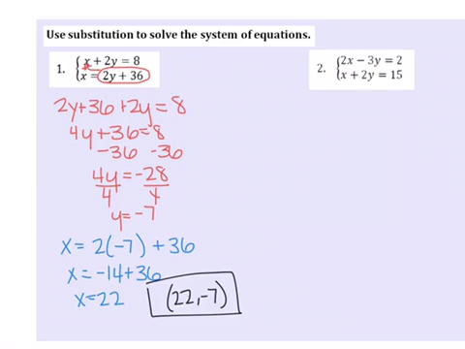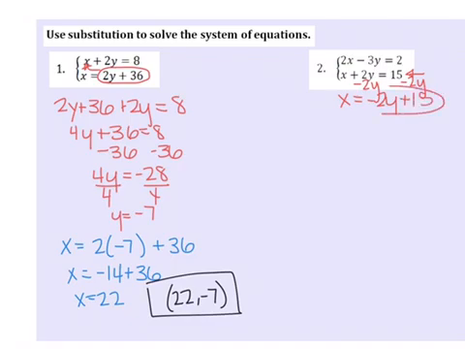So now look at example number 2. We want one of these to be an x equals or a y equals. We don't have that yet, but we can do that. This bottom equation seems like it'd be pretty easy to solve for x. We just got to subtract the 2y, subtract the 2y. So I'm going to get x equals negative 2y plus 15.